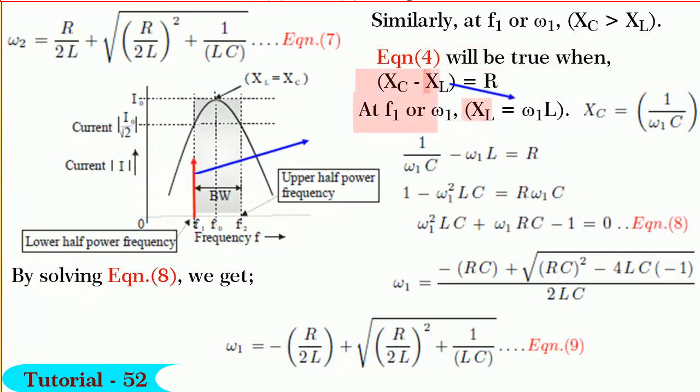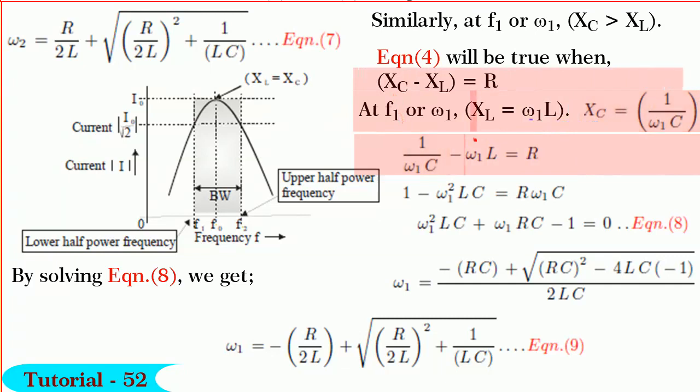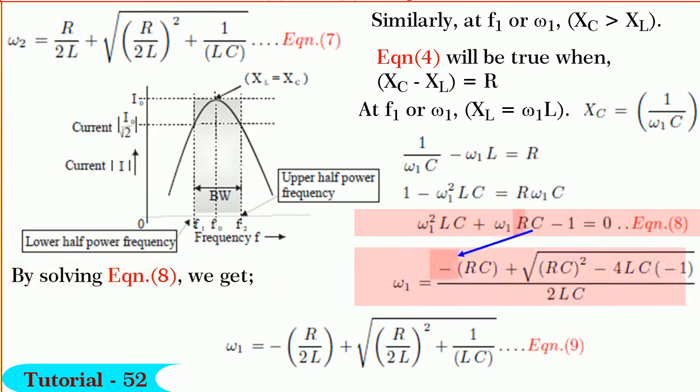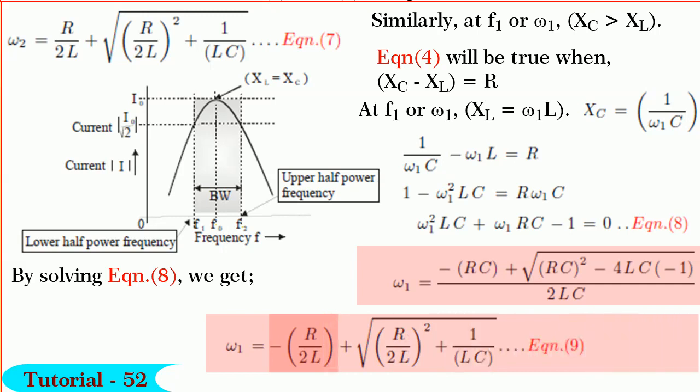But at f1 or omega 1, XL is equal to omega 1 L and XC is equal to 1 upon omega 1 C. By substituting, we get 1 upon omega 1 C minus omega 1 L is equal to R. By solving and rearranging, we get the quadratic equation in omega 1, this time as omega 1 square LC plus omega 1 into RC minus 1 is equal to 0. By solving for the roots, we get omega 1 is equal to minus RC plus square root of RC square minus 4 into LC into minus 1, divided by 2 times LC, from which we get omega 1 is equal to minus R by 2L plus square root of (R by 2L) whole square plus 1 by LC.